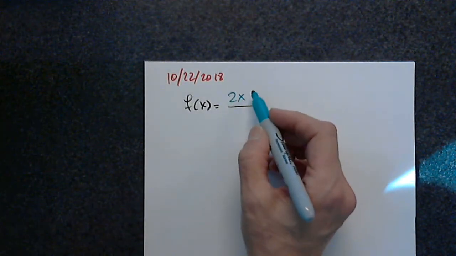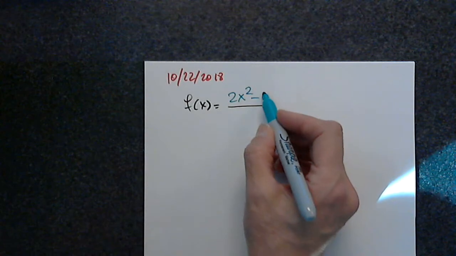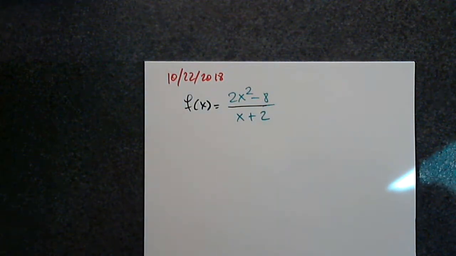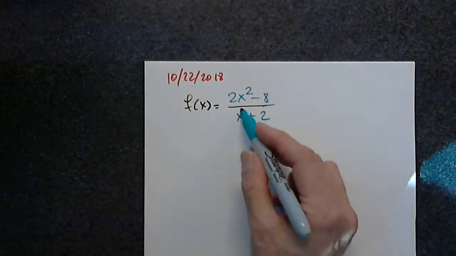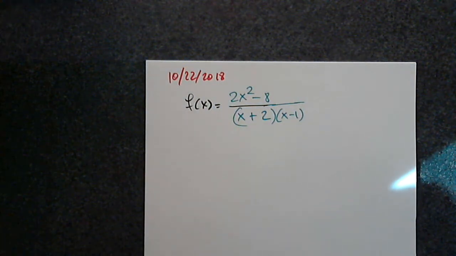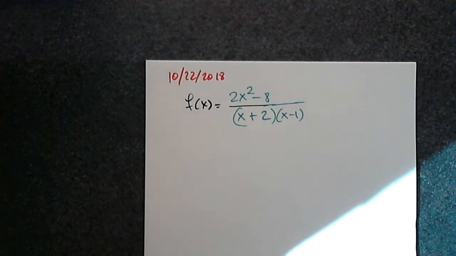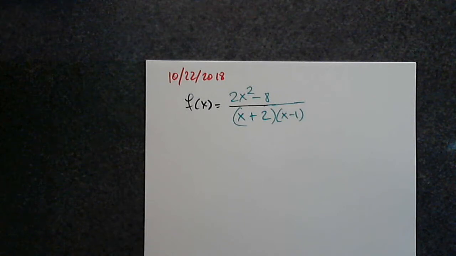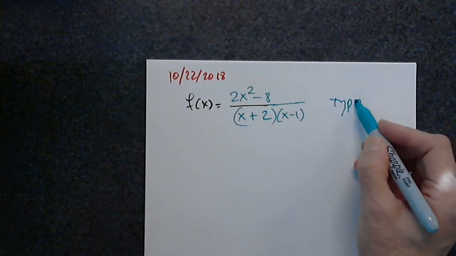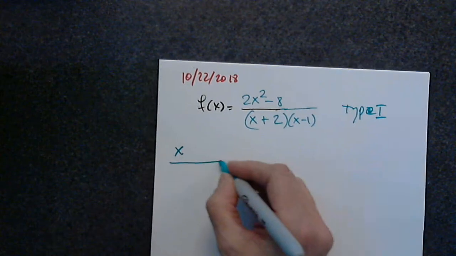Let's say 2x squared minus 8 over x plus 2 times x minus 1. What is the degree of the top? What is the degree of the bottom? Very good. So is it type 1? Very good. Type 1. Good. So let's start with the table.